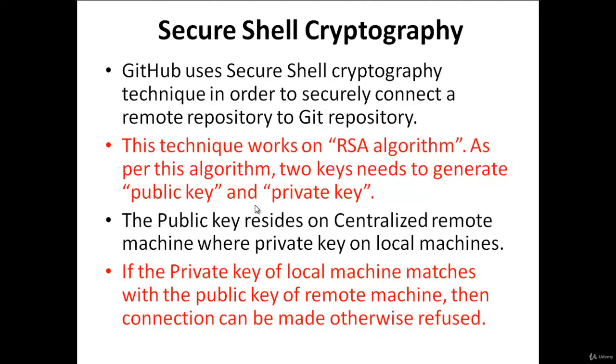There will be two keys generated. One is public and the other is private. The public key resides on the centralized remote repository itself, whereas the private key is for your local machine, because the private key is private to you only, right? It is for the code that you have on your local machine that you need to push to the remote repository. If the private key of the local machine matches the public key of the remote machine, only then will the connection be made, otherwise the connection will be refused, right?